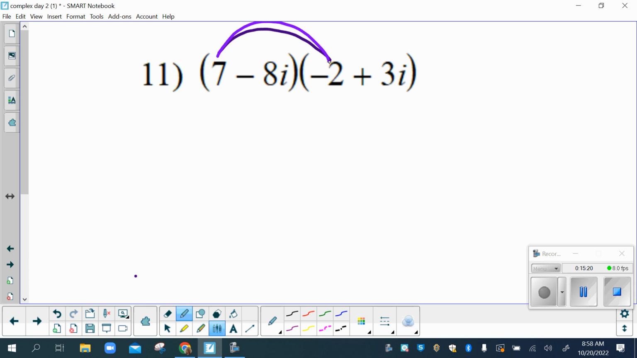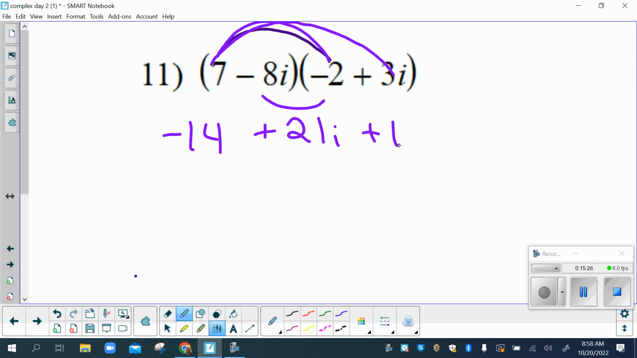Ooh, beautiful. Negative 14, 21i, plus 16i. Is that right? Please tell me I'm doing this right. Negative 24i squared. Okay, so here's what. Man, I had to really think about my negatives and positives there.